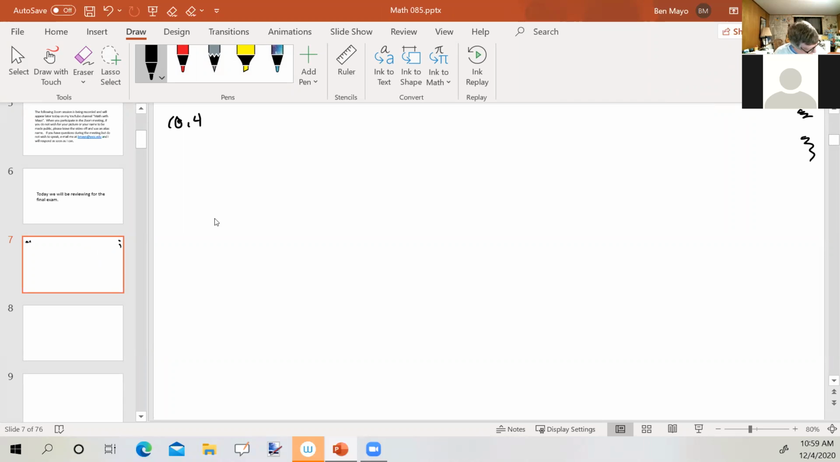Okay. Here's an example. It says fireworks. A fireworks shell is shot straight up with an initial velocity of 120 feet per second. Its height S in feet after T seconds is approximated by the equation S equals 120T minus 16T squared. If the shell is designed to explode when it reaches its maximum height, how long after being fired and at what height will the fireworks appear in the sky?